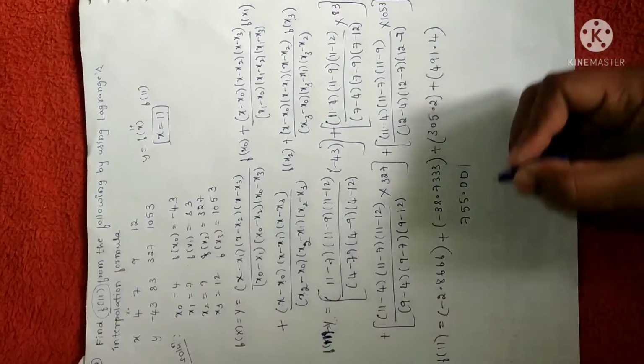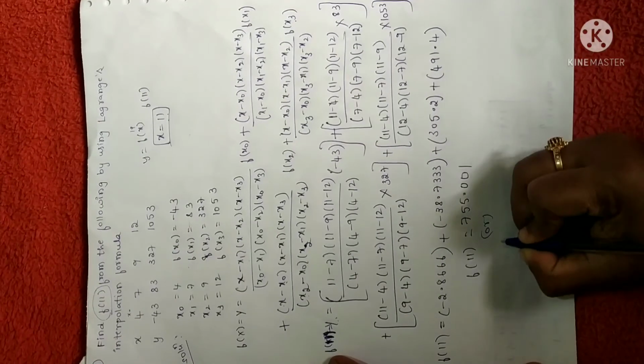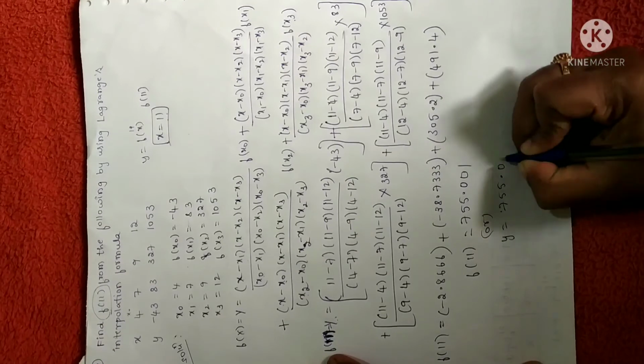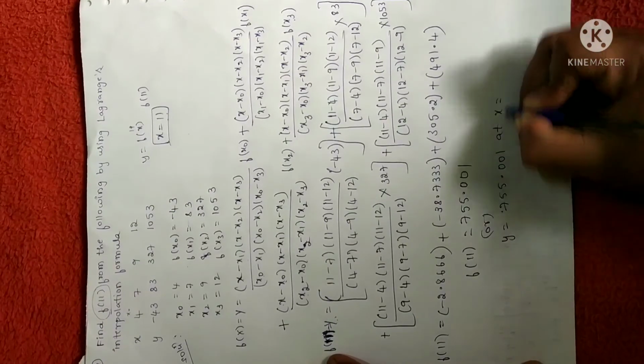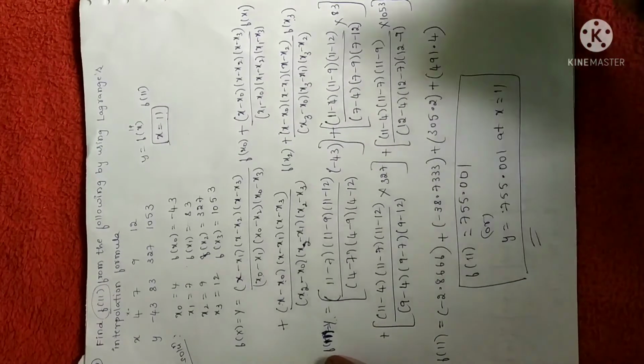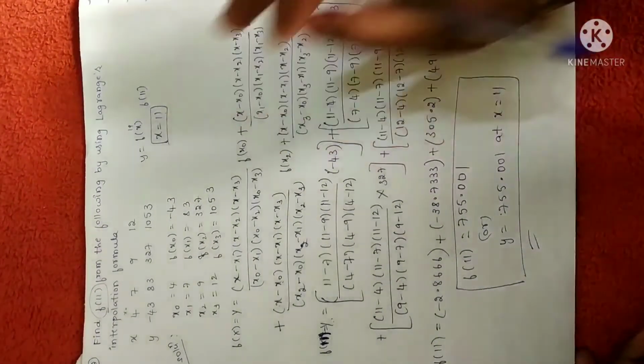755.001. So this is the required value of f of 11, or the value of the function y, equal to 755.001 at x equal to 11. So this is the required solution for the problem. Hope it is clear, right? So the f of 11 value we have obtained.